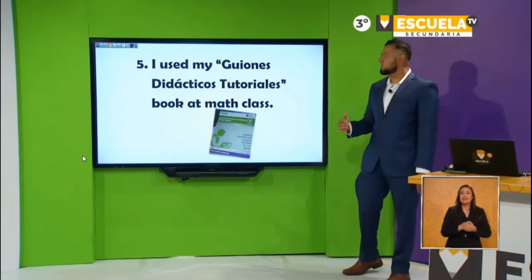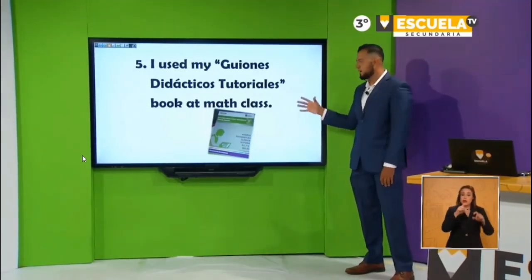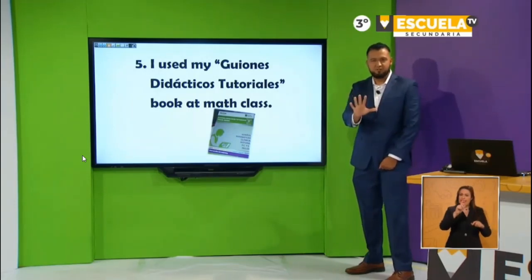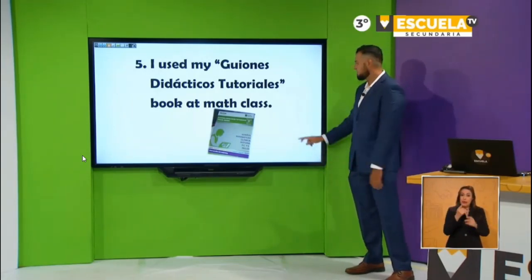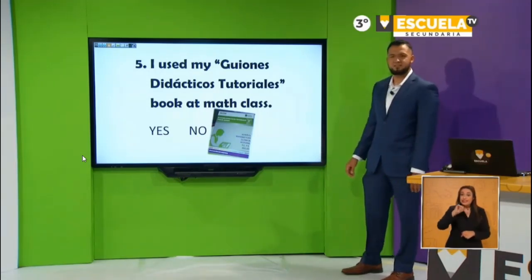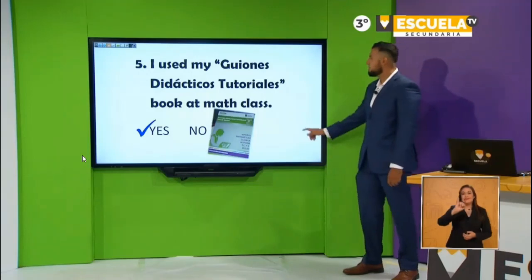Let's continue with number 5. I use my Guiones Didácticos Tutoriales book in a specific mathematics class. What's the answer, class? Yes or no? You're right. Yes, okay?